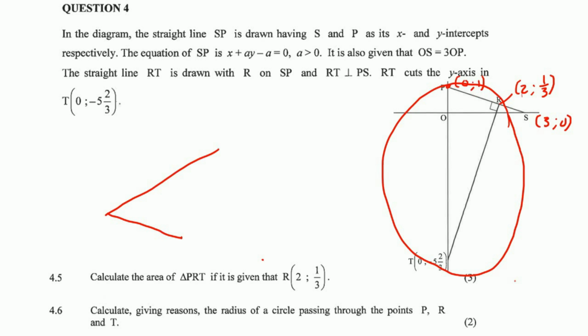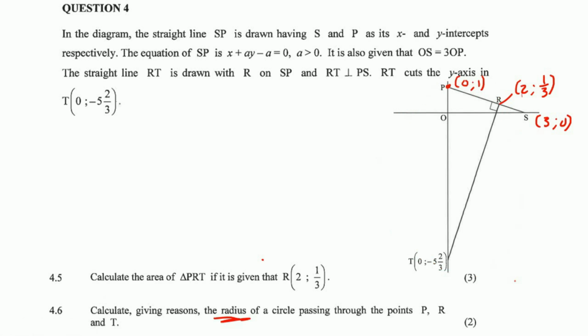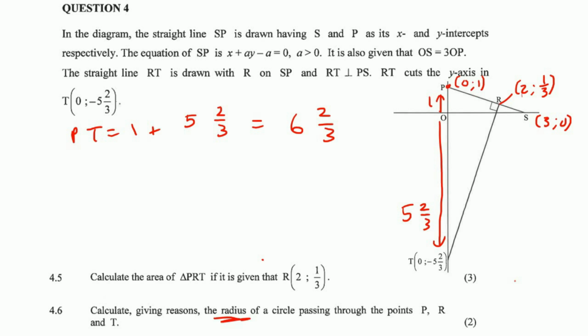So, okay, that is the most important step. This is the diameter. So if you then want to get the radius, which is half the diameter, you just need to work out this distance and then just divide it by 2. Now you don't have to go use the distance formula. Why? Because this line is vertical. So if that's 1 unit and that's 5 2/3, then to get the length of PT, you can just say 1 plus 5 2/3, and that's going to give us 6 2/3. But now that's the diameter of that circle. So if you want the radius, you must just divide that by 2. So the radius is going to be 6 2/3 divided by 2.